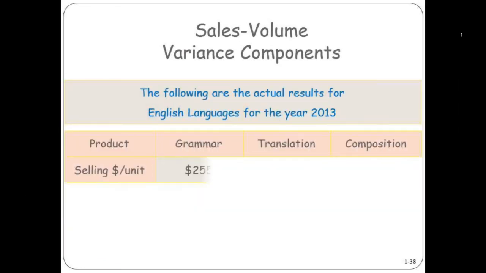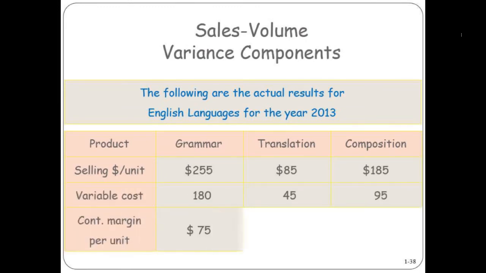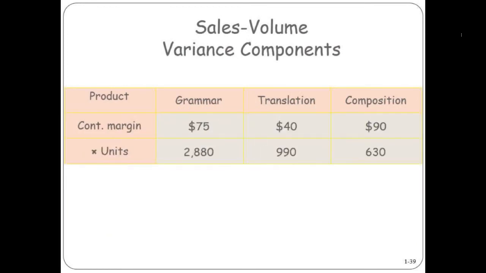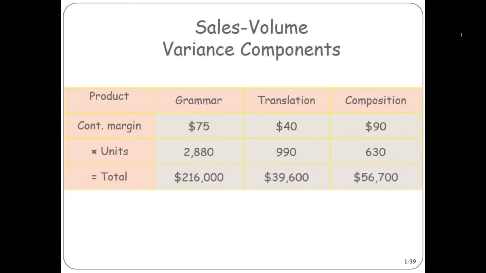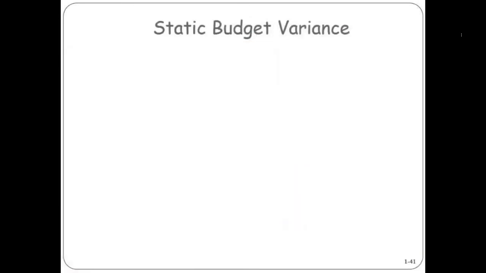Here's the actual. So here's their actual contribution margin per unit, and just extending that out. You see the sales mix was slightly off using the actual unit volumes. Okay, this is all background information. Let's go into the variances.